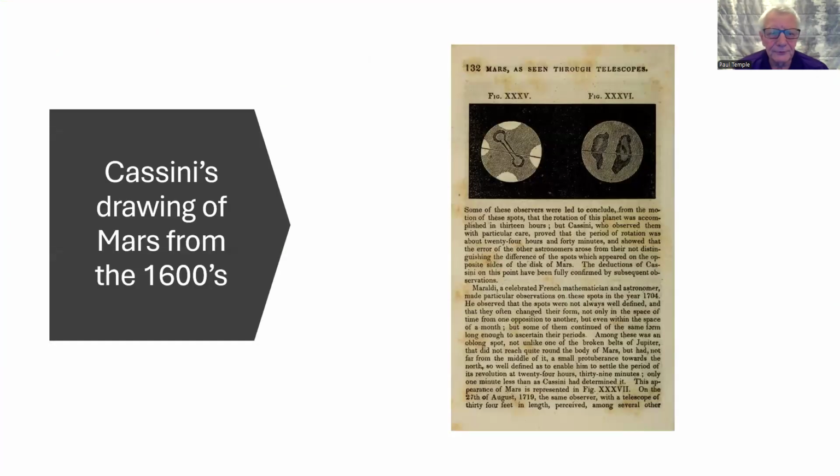So this is Cassini's drawing of Mars from the 1600s. And notice there's not a lot of detail. And the reason is because he had one of those, let's see.